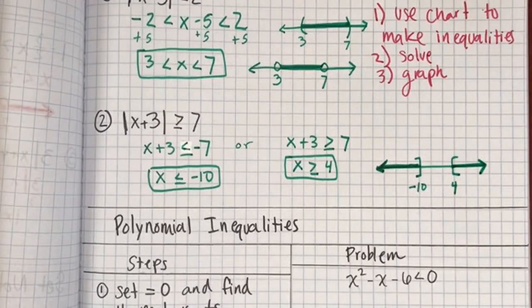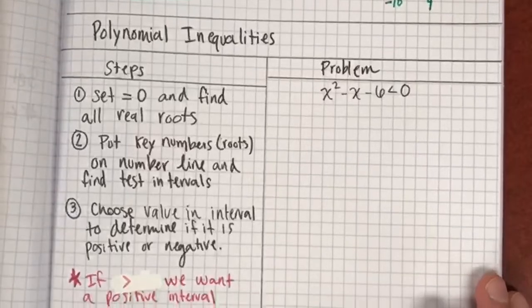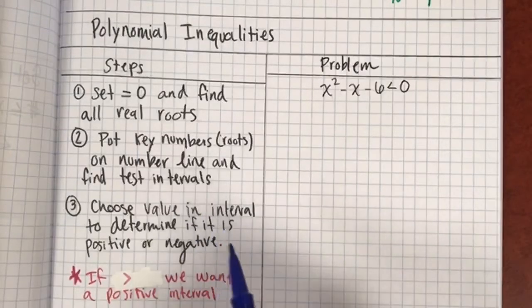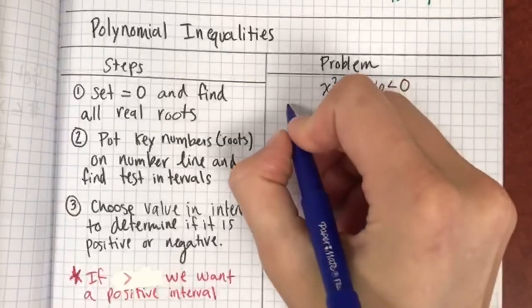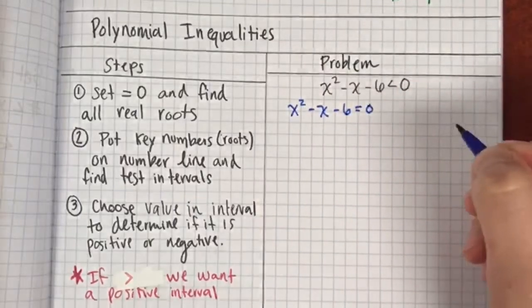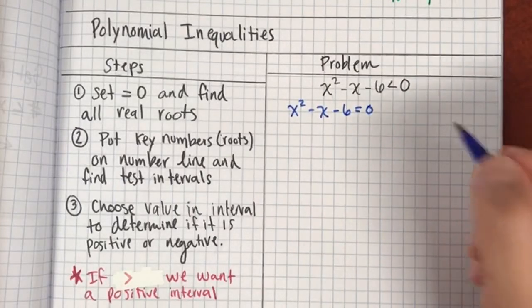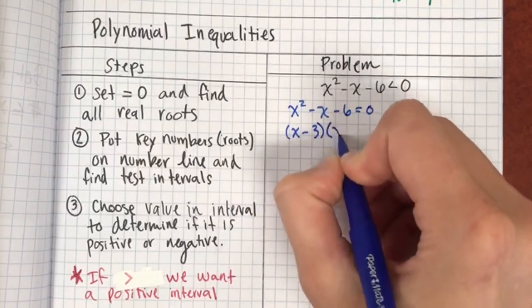All right, so now we've got two more examples, but this time we're going to be talking about polynomial inequalities. I've got the steps written out on the left-hand side, and we're going to work the problem out on the right. So step 1, set equal to 0 and find all real roots. Okay, so for this, we can factor, and I know it's going to be x minus 3 and x plus 2.